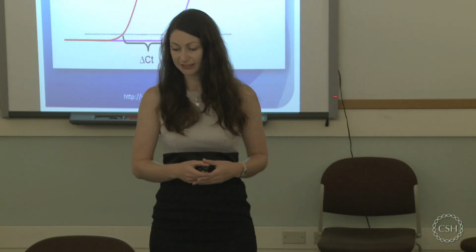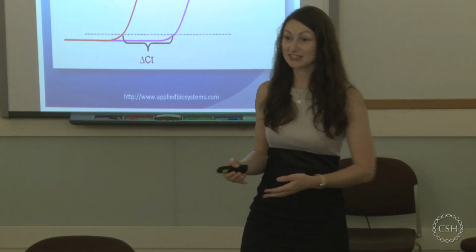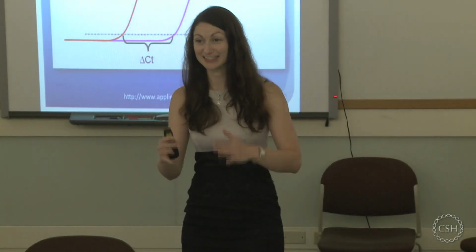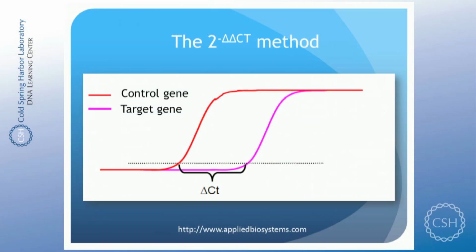Now, how do you calculate this exactly? As the name implies, delta delta CT means you have to make two deltas. The first delta you calculate is the difference between the CT value of your target gene and your control gene. Control gene, again, could be like GAPDH, for example, and the target gene could be this visual X protein we just had in the example.